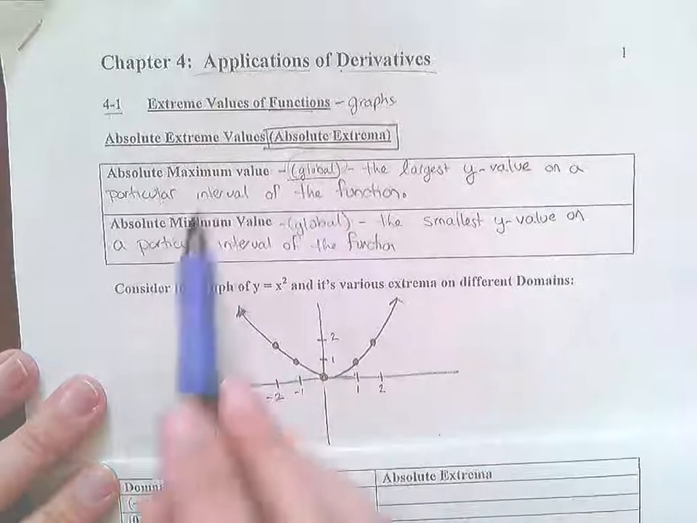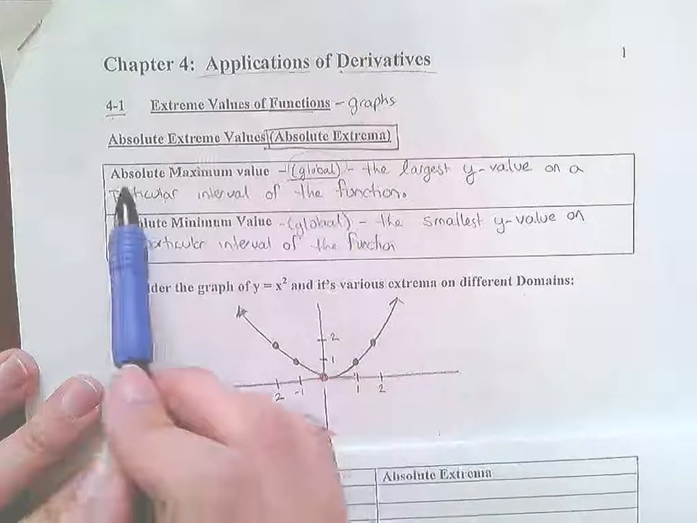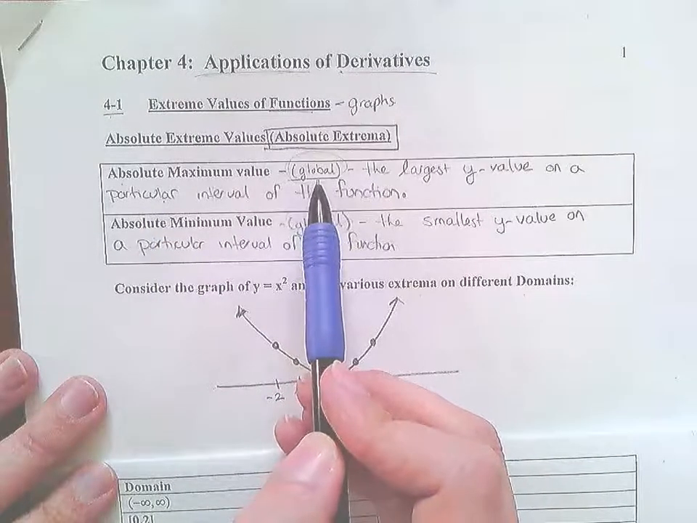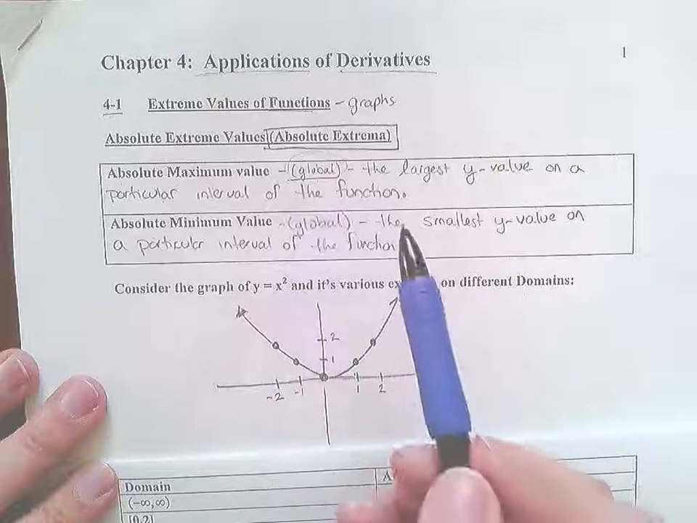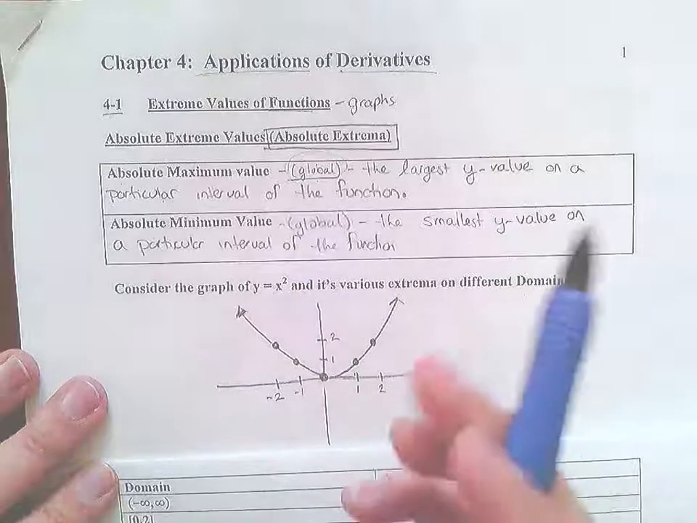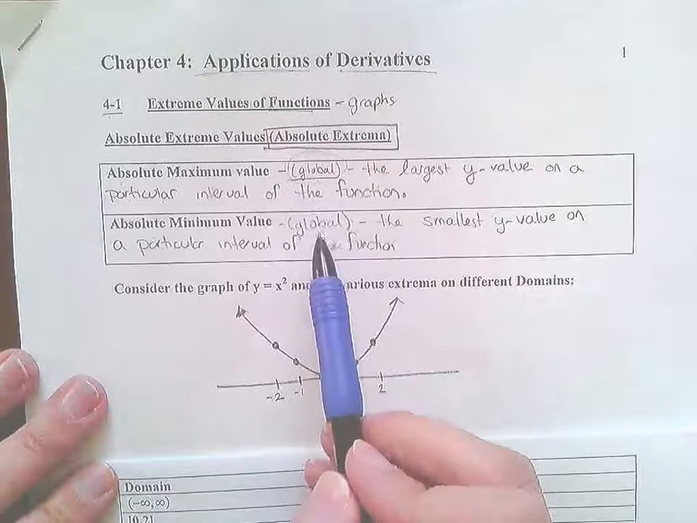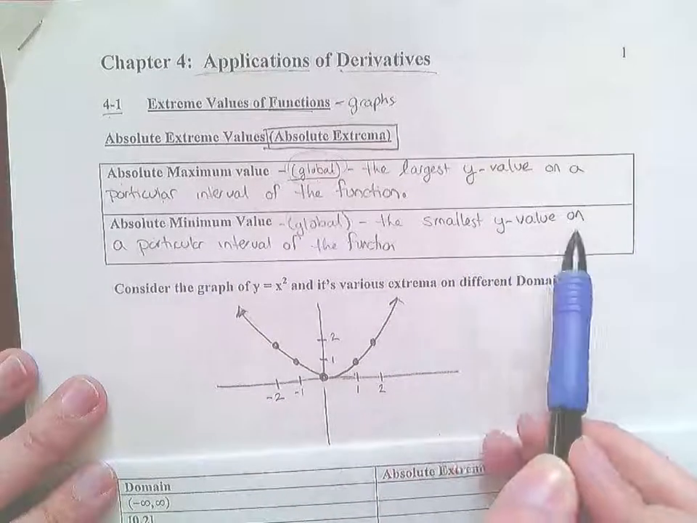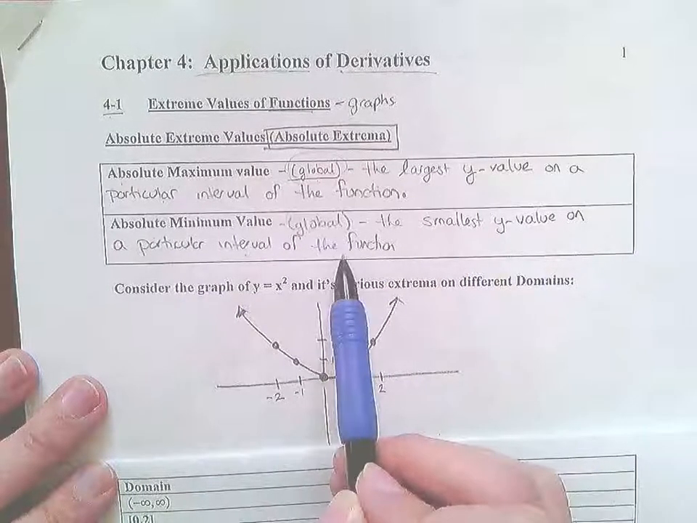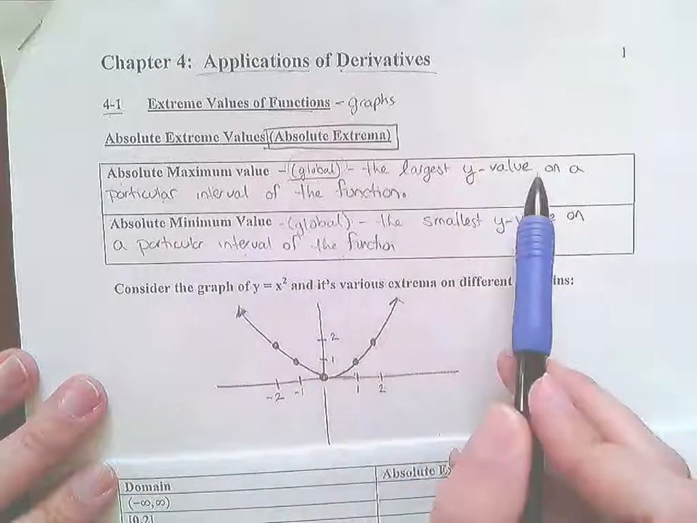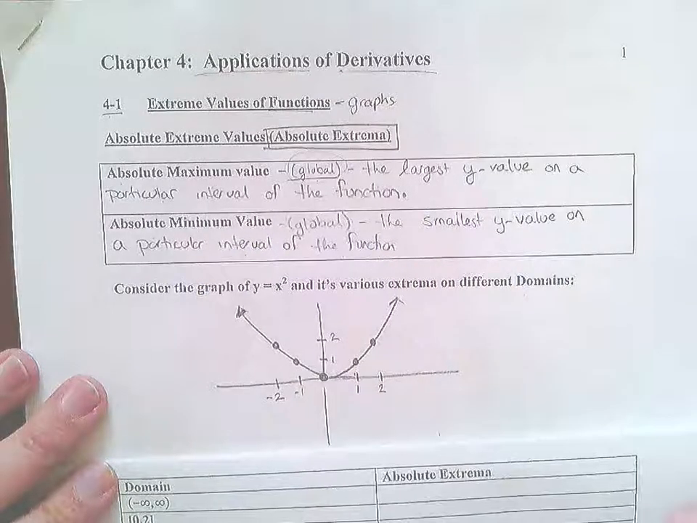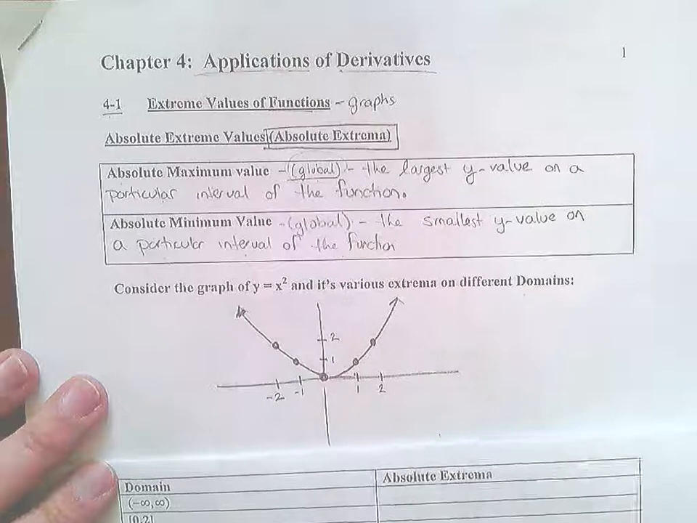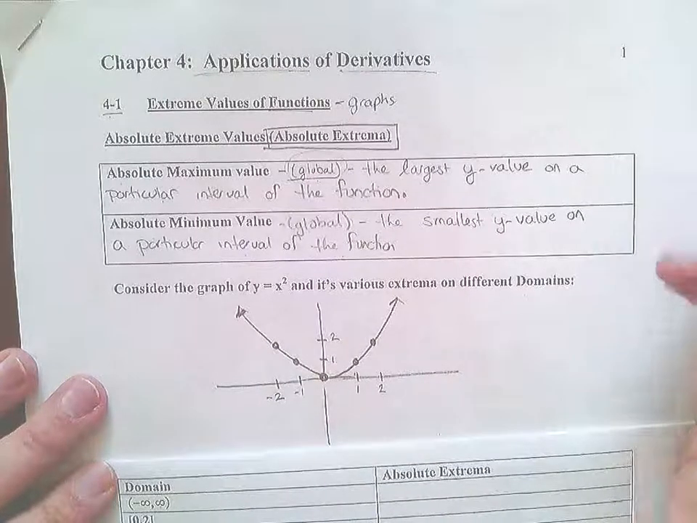So the absolute max and absolute min. Absolute max is global. That means you look at the whole entire function from beginning to end within a domain sometimes, or the whole entire function from negative infinity to infinity. Same thing with the absolute min. It's the smallest y value on a particular interval, and the absolute max is the largest y value on a particular interval. So let's consider this graph of y equals x squared and its various extrema on different domains.